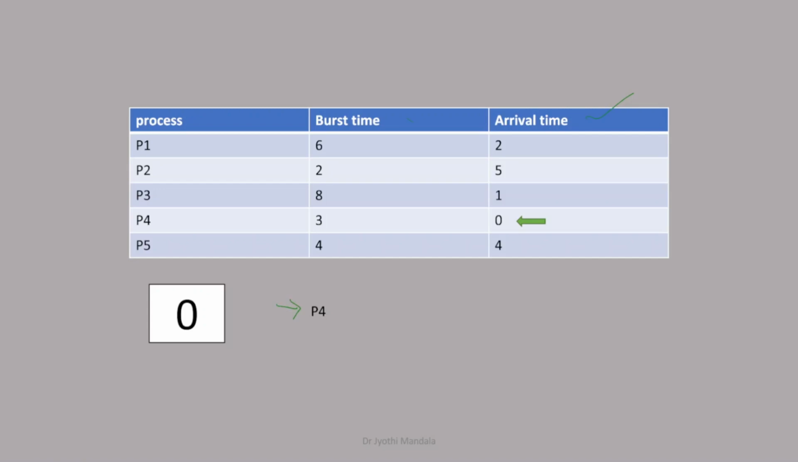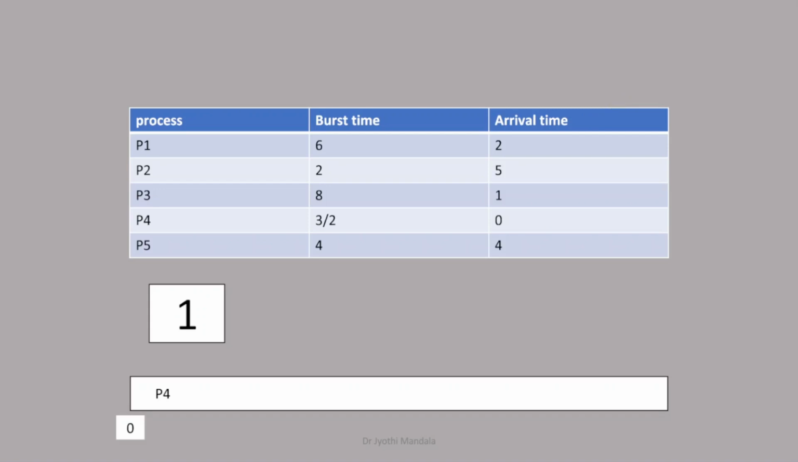At time 0, process P4 has arrived, so P4 will start its execution. And then at 1 second, you can see P3 has arrived. P3 will be added to the ready queue. Always remember, you need to check the remaining time of the current process and the required time of the new process. In our case, P4 has executed 2 seconds out of 3, so it requires 1 more second to execute. And 1 is less than 8, so it will continue executing with P4 only.